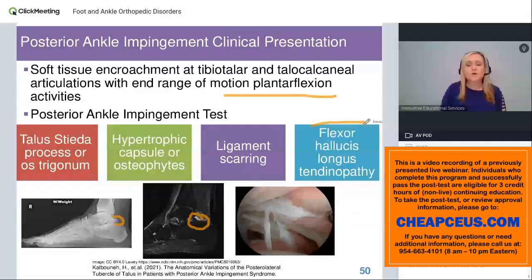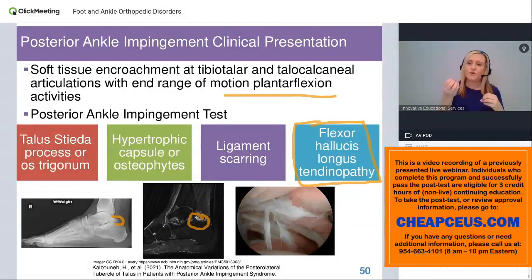Another group I want to bring to mind are individuals that have that pain with excessive range of plantar flexion, that have flexor hallucis longus pathology. That tendon passes right along in that region. It's deep to the Achilles tendon, so we need to distinguish this in our Achilles tendinopathy patients. So this is an individual who has excessive toe flexion or excessive plantar flexion.